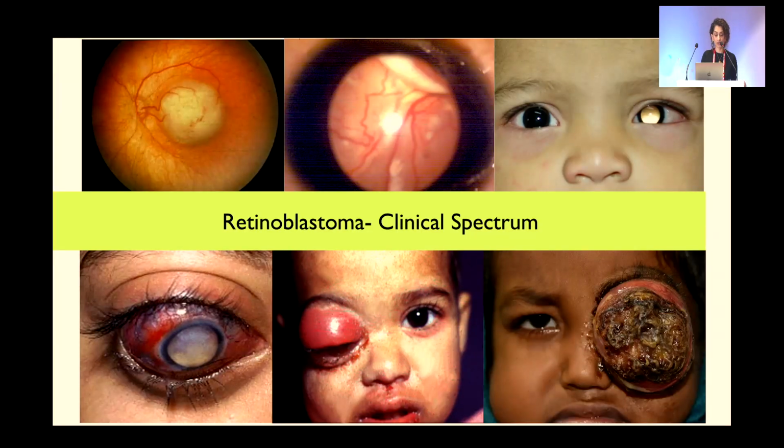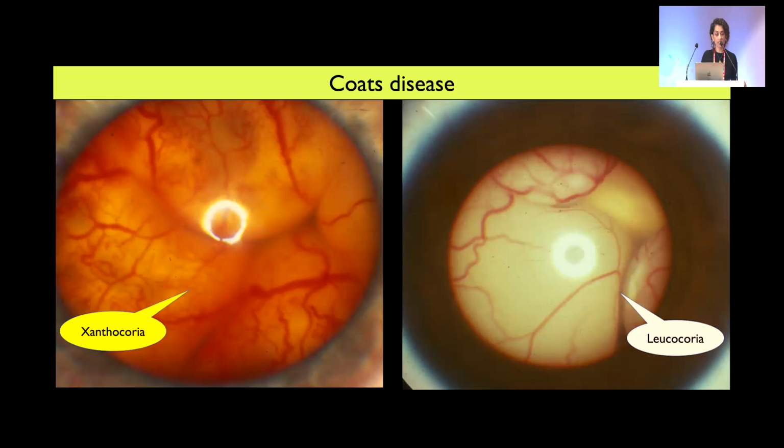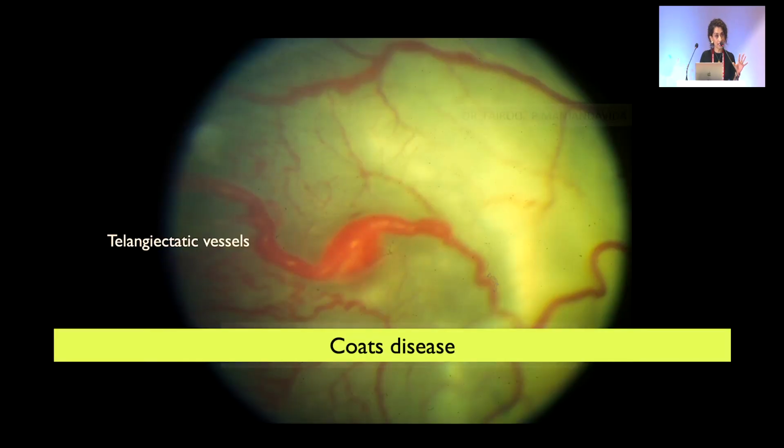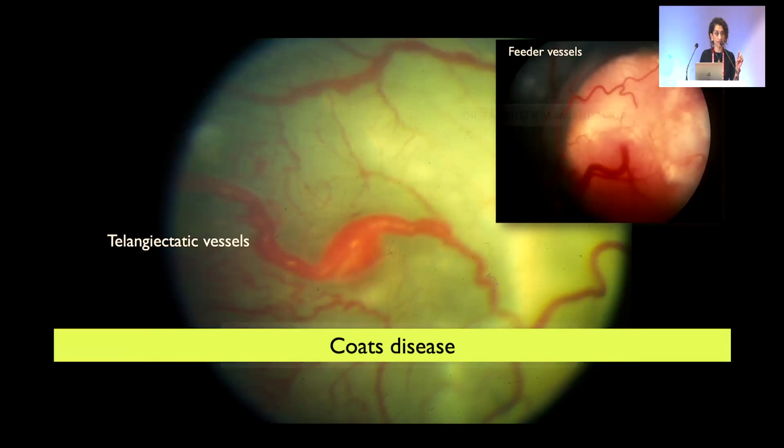We have a clinical spectrum, and this is how it can progress. Now, Coats disease is one of the differential diagnoses. What differentiates Coats disease from retinoblastoma is that Coats disease mostly presents with leukocoria because of the exudates, and xanthocoria, sorry, I correct myself. In Coats disease, it's yellow, whereas in retinoblastoma, it is white. Xanthocoria, leukocoria. We have telangiectatic vessels in Coats disease, as you can see here, but in retinoblastoma, you have feeder vessels, where the vessels come from somewhere and just dip inside the tumor. But here, you can actually trace the vessels in Coats disease.